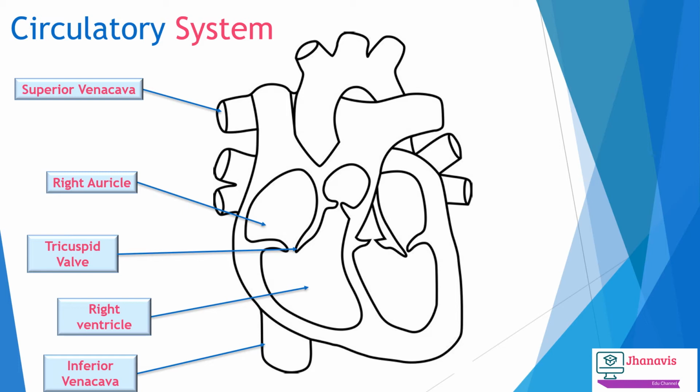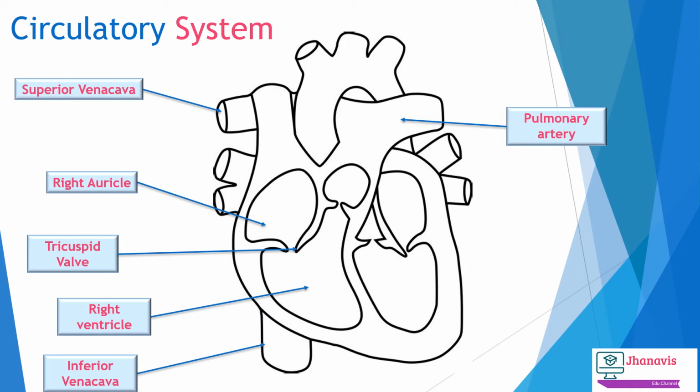This is sent to the lungs with the help of the pulmonary artery. With the help of the pulmonary artery, the deoxygenated blood is sent to the lungs. In the lungs, what will happen? The purification or the exchange of gases will take place. The deoxygenated blood is exchanged with the oxygenated blood, and that will be taken back from the lungs to the heart by the pulmonary vein.